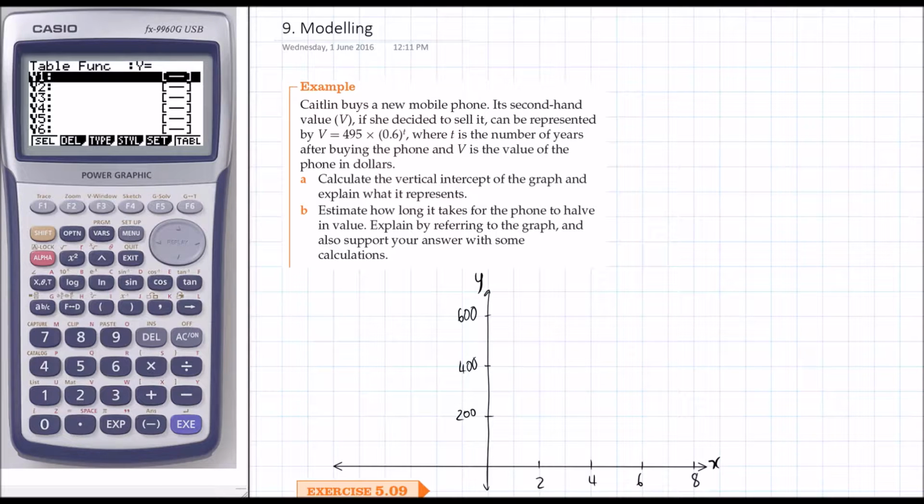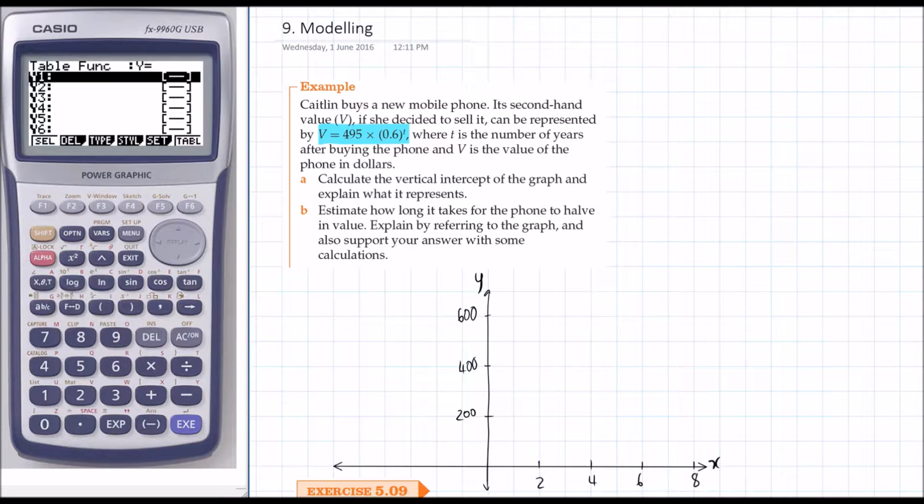So this is talking about a woman, Caitlin, that's bought a new mobile phone. That second hand value, if she decides to sell it, can be represented by this function here. And T is the number of years after buying it, and V is the value in dollars. So calculate the vertical intercept of the graph and explain what it represents.